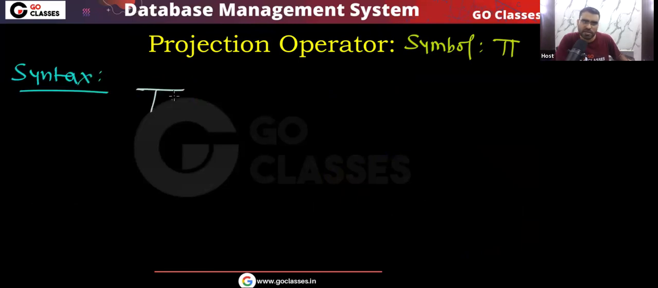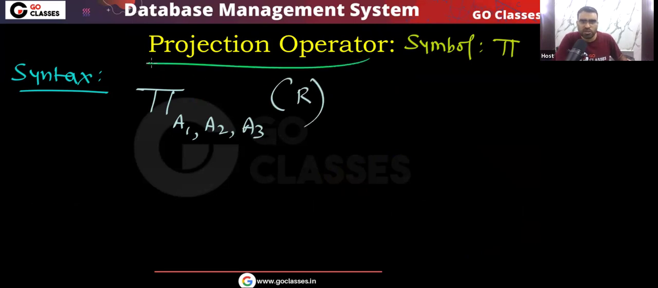Syntax is like this, pi. Then you have some list of attributes, for example, a1, a2. These are the attributes. Or maybe a1, a2, a3. So you have a list of attributes and R. Let me tell you what this projection operator does.